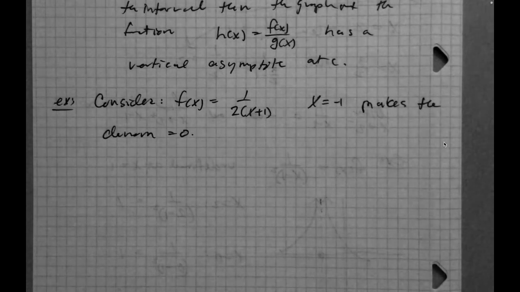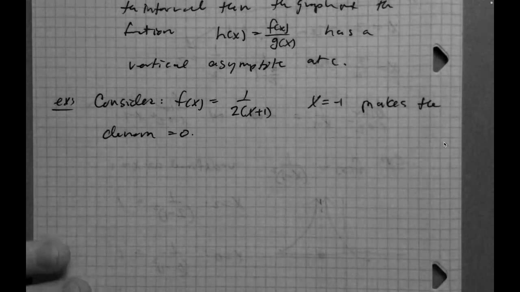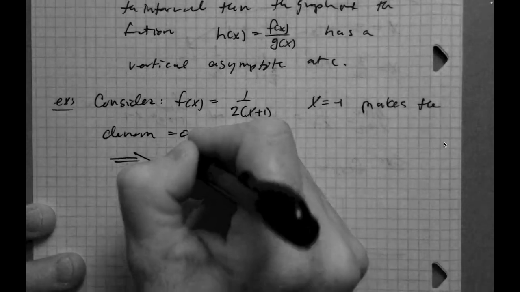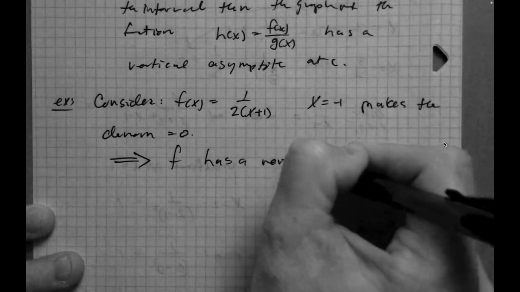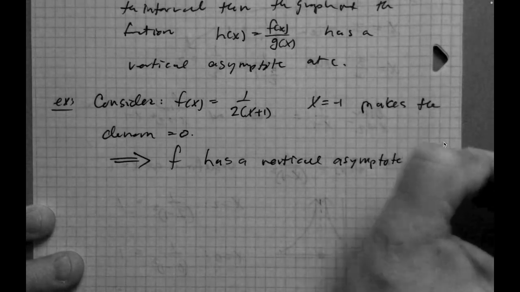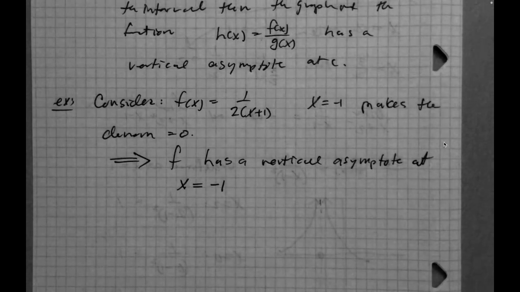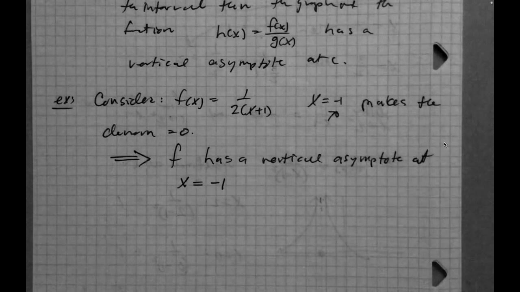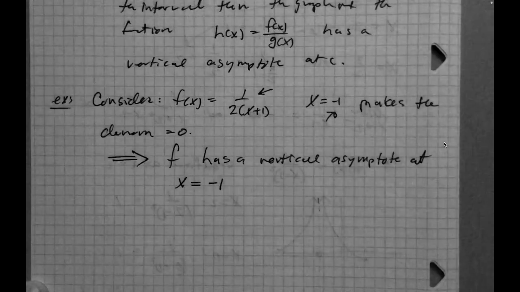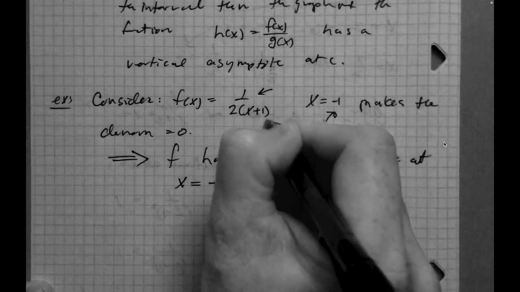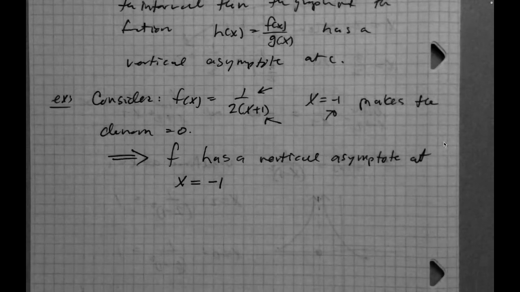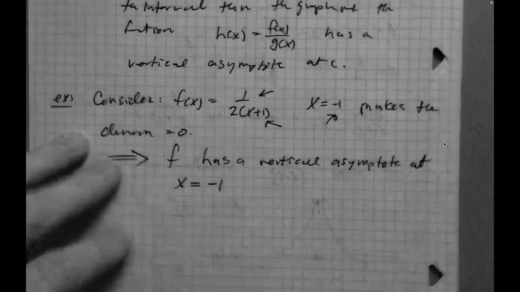And so this is all the criteria for the previous theorem. The implication here is that f has a vertical asymptote at x equals -1. So this is your value of c here. The numerator is non-zero at x equals -1. The denominator is 0 at x equals -1. Everything around x equals -1 is well defined, no problem. It's just that one value, and so this is going to produce an asymptote.